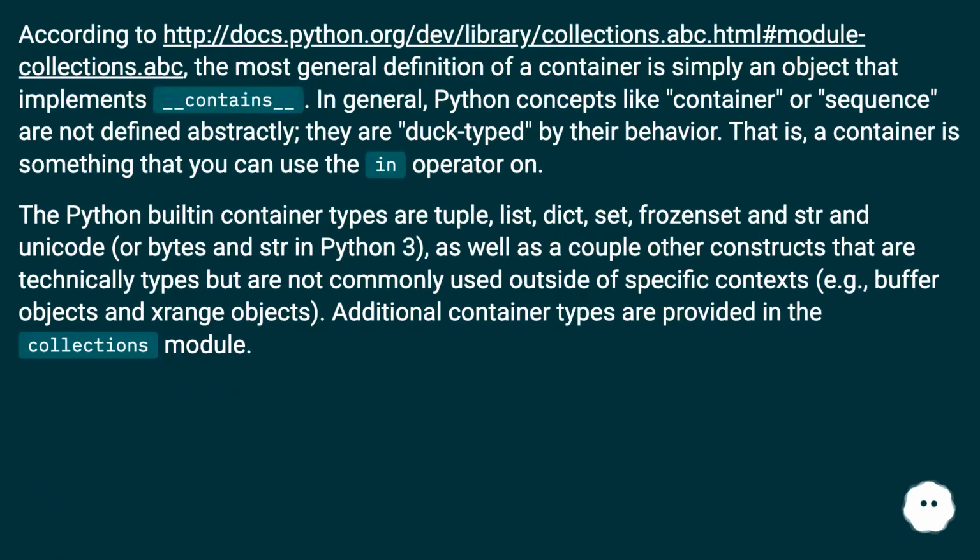According to this URL, the most general definition of a container is simply an object that implements __contains__. In general, Python concepts like container or sequence are not defined abstractly. They are duck-typed by their behavior. That is, a container is something that you can use the in operator on. The Python built-in container types are tuple, list, dict, set, frozenset and str and unicode, or bytes and str in Python 3, as well as a couple other constructs that are technically types but are not commonly used outside of specific contexts, e.g., buffer objects and xrange objects. Additional container types are provided in the collections module.